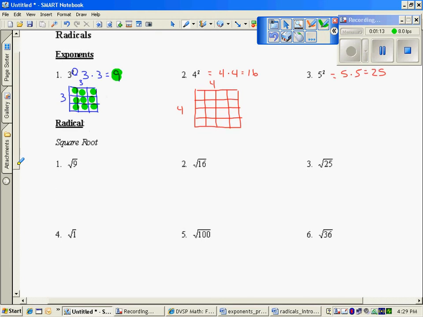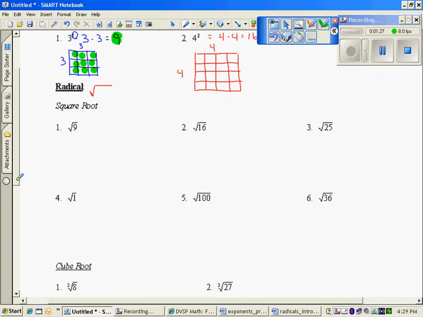So what we do with the radical is we undo this exponent. And a radical is a little bit like a division sign. It has this little hook out here, and it's an undoing. So when I say I have the square root of 9, it's asking me to go backwards. If I have 9 in my square and I want to go backwards, it's asking me what were the lengths of both of the sides. Well, if it's a square, those lengths are the same, and the square root of 9 then is 3.